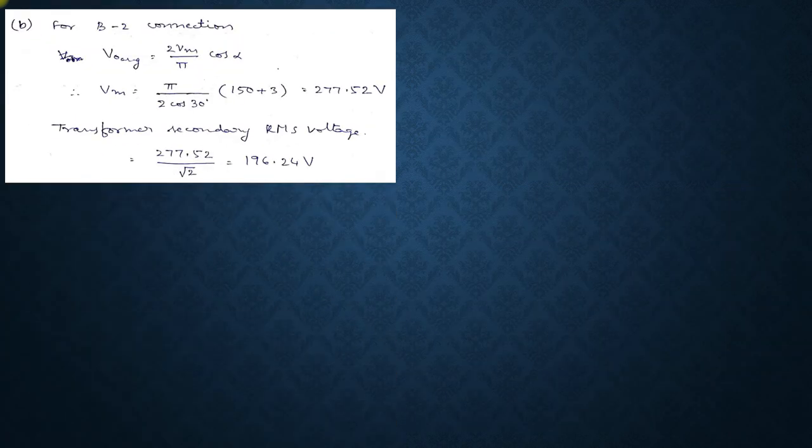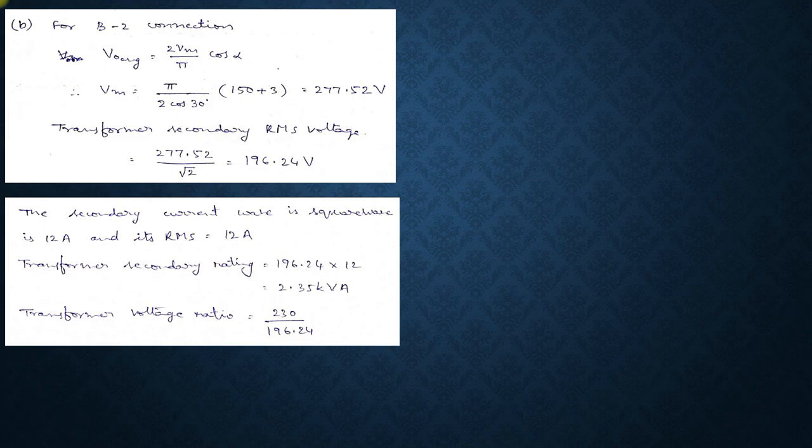For the bridge connection, we go ahead the same way, but here two thyristors are conducting in each half cycle, so the drop is 3 volt, 1.5 plus 1.5. So Vm will be equal to 277.52. So the transformer secondary voltage will become 196.24, and the secondary current is 12 ampere only. It is a square wave, so we are getting 12 ampere.